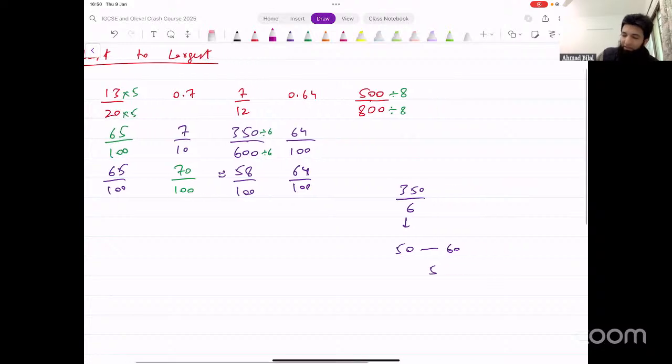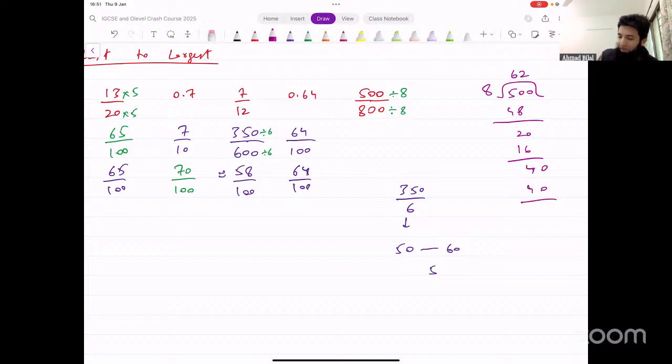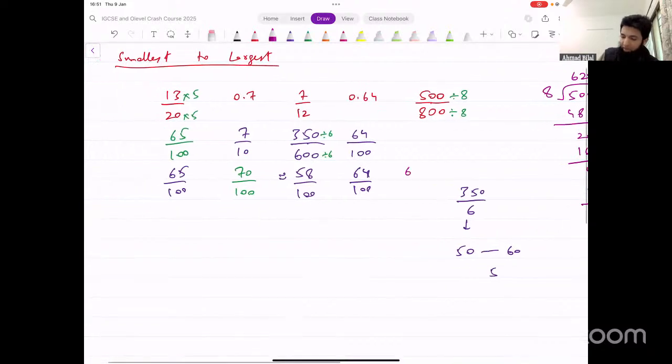You can do it on the side here, 500 over 8, and see what that is. 8 times 6, so we've got 6 there. We've got 48, and we've got 20 left. 8 times 2 is going to give us 16, and we've got 4 left. We add another 0 here, that's 40, and we have 5 here. That's going to be 62.5. So this number turns out to be 62.5 over 100. And now we can compare them. We can compare the numerators and see whatever is the smallest number.